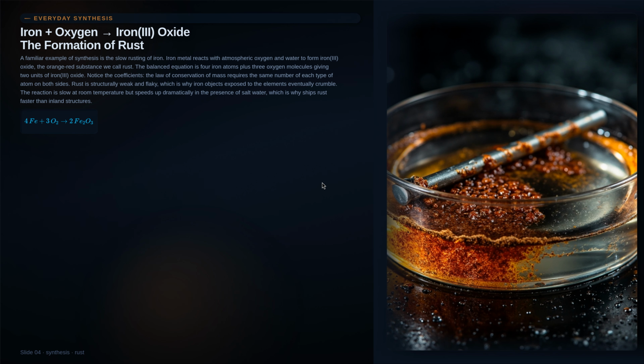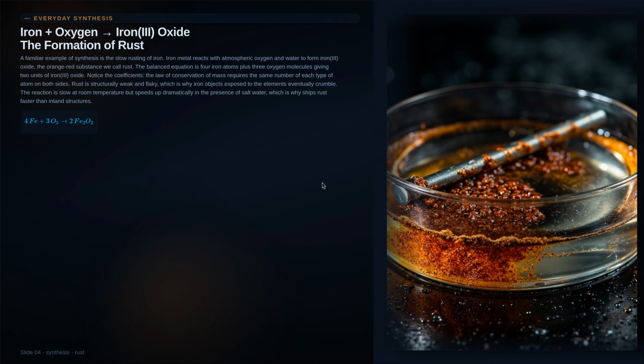Look at the iron nail rusting on the slide. This is a familiar synthesis reaction you have seen 1,000 times. Iron metal reacts with oxygen from the air, and in the presence of water, forms iron oxide, the reddish-brown compound we call rust. The balanced equation is 4Fe plus 3O2 yields 2Fe2O3. Notice how 2 simpler substances, iron and oxygen, combine to make a more complex compound. Rusting is slow, but it is the same kind of combination reaction as burning magnesium and oxygen to make magnesium oxide, where the product is a new ionic compound.